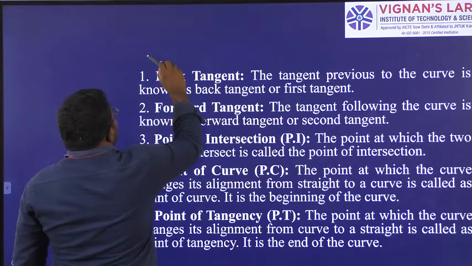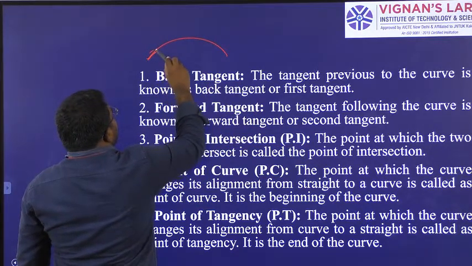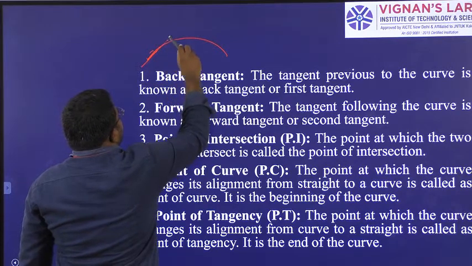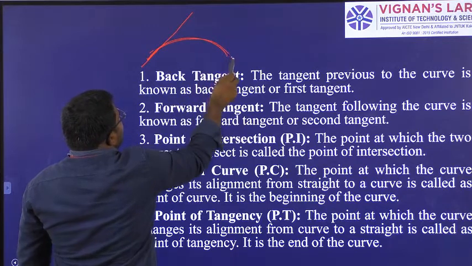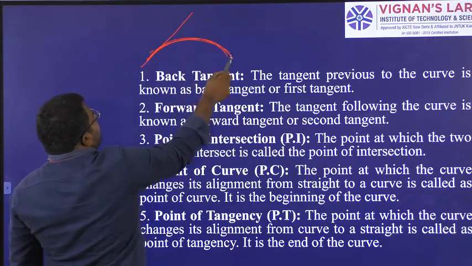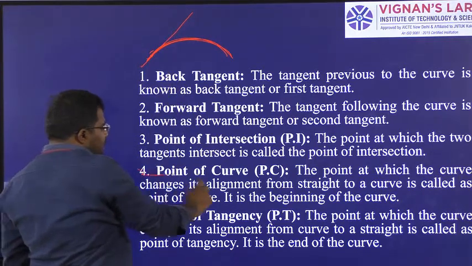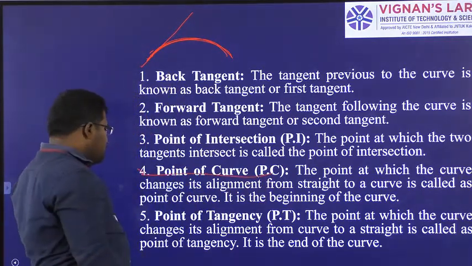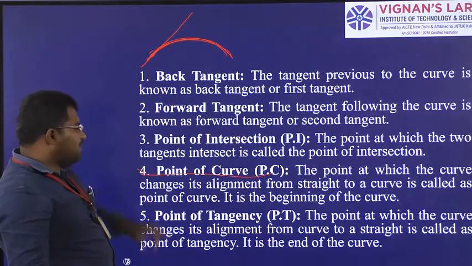If the curve is like this, and this is some part of a straight line, the point from which the curve deviates from the straight line to the curve position is called the point of curve. It is the beginning of the curve, which is why it is called the beginning of the curve.